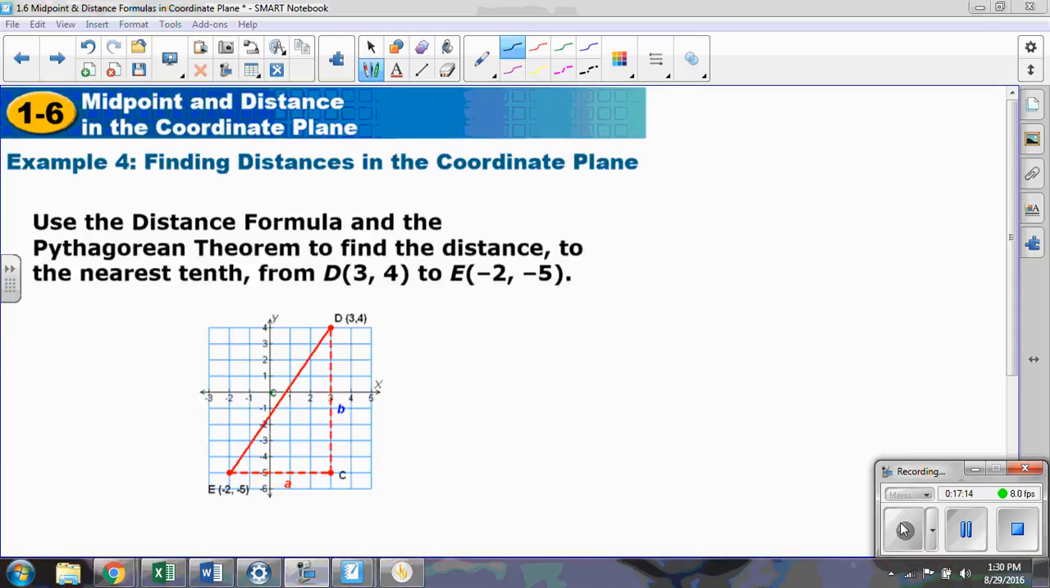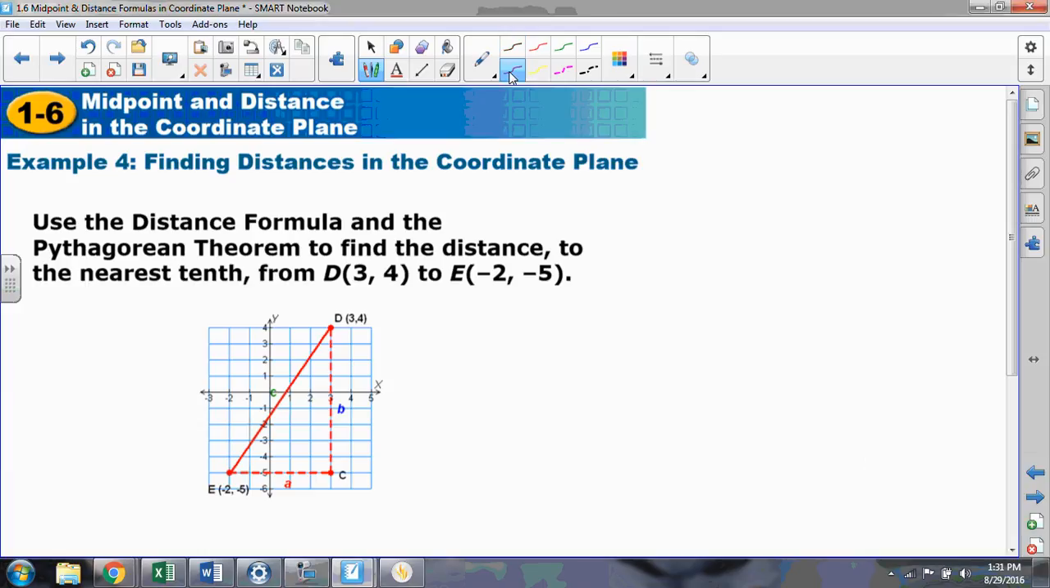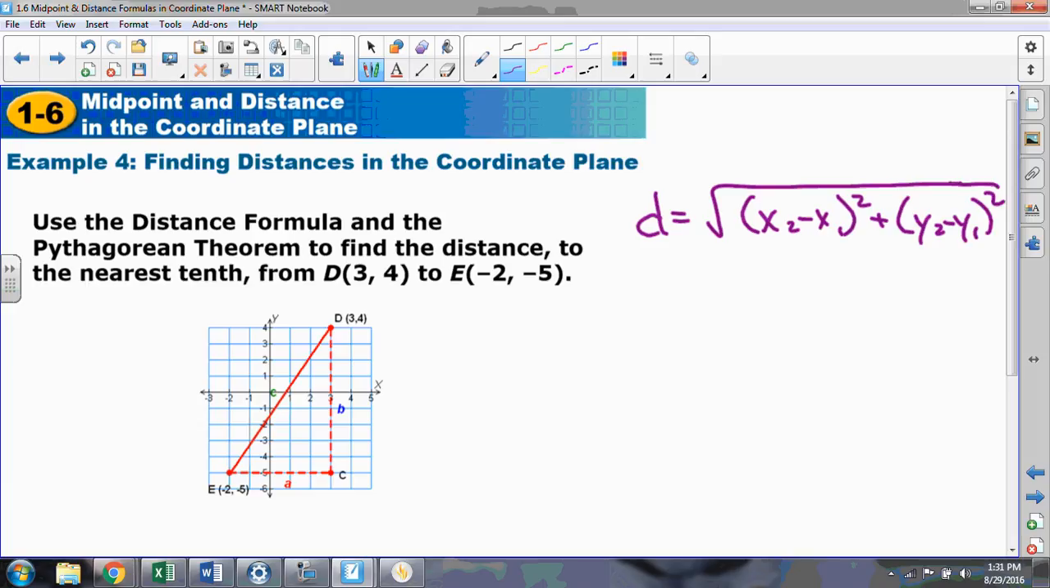All right, so here's our problem. How far apart are these 2 points, D and E? And we are going to do this 2 different ways. We will do it with the distance formula, and we will do it with the Pythagorean theorem. To start with, we're going to use the distance formula. The distance formula tells us that we have to subtract the 2 x coordinates and square them, subtract the 2 y coordinates, square them, and progress from here.